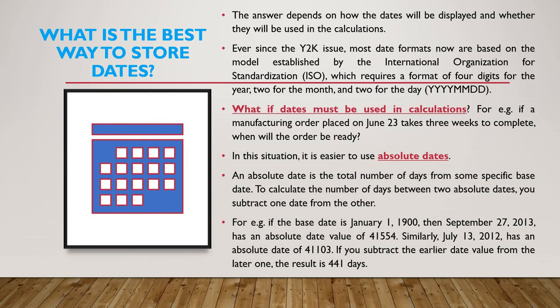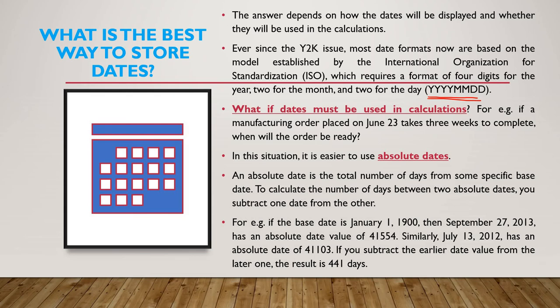Okay. How about dates? So what is the best way to store dates? The answer depends on how the dates will be displayed and whether they will be used in calculations. Ever since the Y2K issues, most date formats now are based on the model established by the International Organization for Standardization, which requires a format of 4 digits for the year, 2 for the month, and 2 for the day.